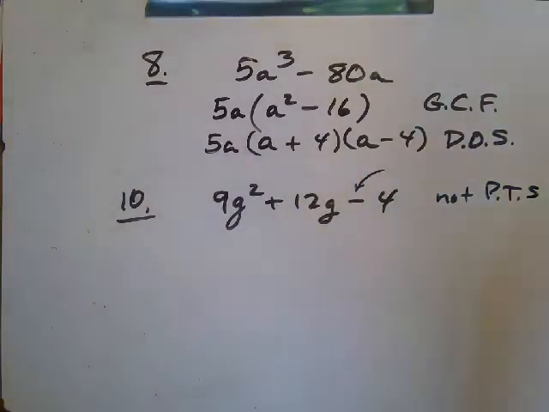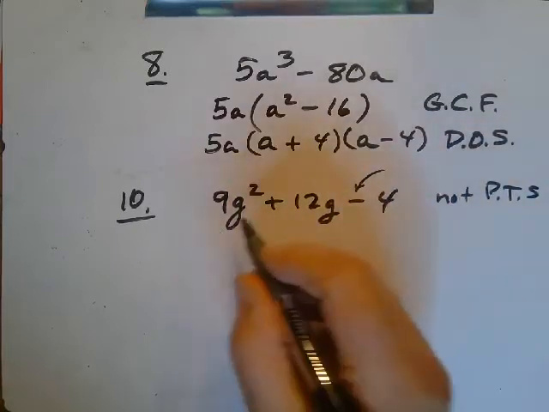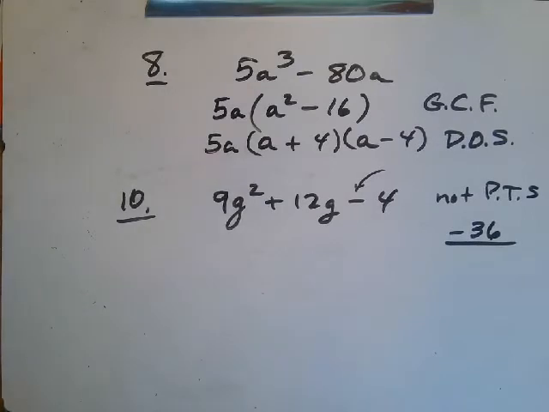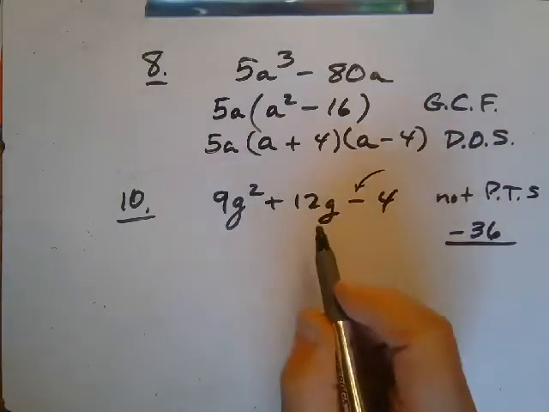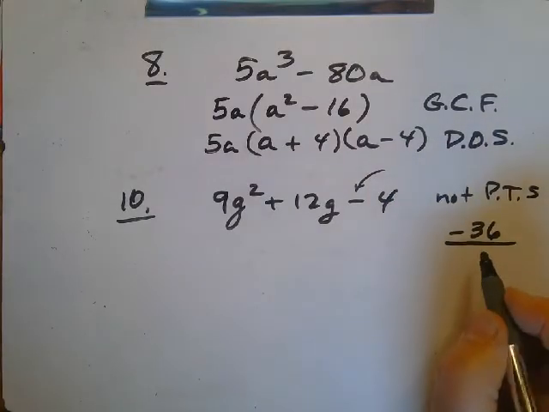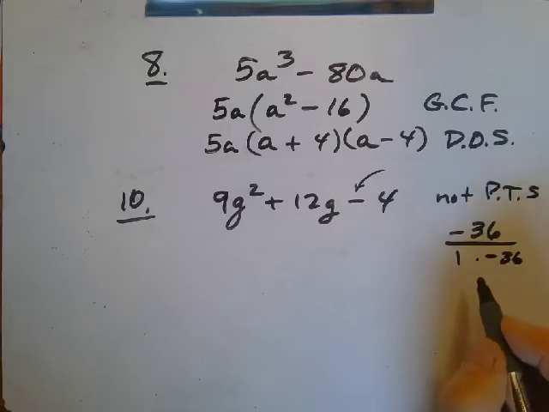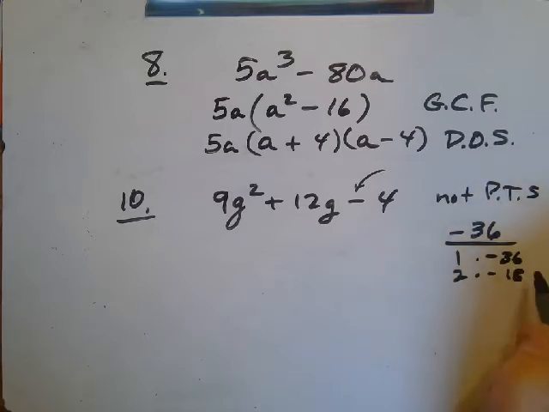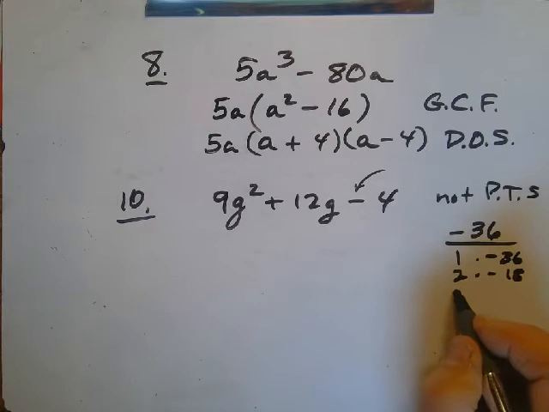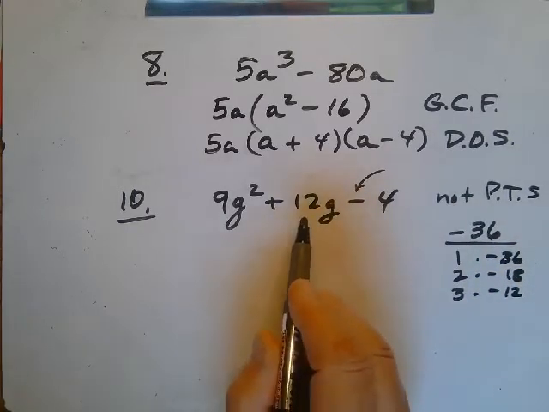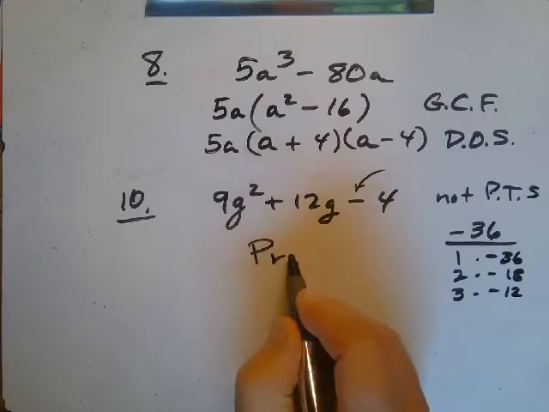But maybe we can factor this the long way. Here we go. A times C, 9 times negative 4 is a negative 36. What two numbers will give me negative 36 when I multiply and 12 when I add? Well, let's see here. 1 times a negative 36, their sum is negative 35. That doesn't work. 2 times a negative 18, that gives me a negative 16, getting closer. 3 times a negative 12, that gives me a sum of negative 9. I just jumped over 12. So this is not factorable, and so we say that it's prime.